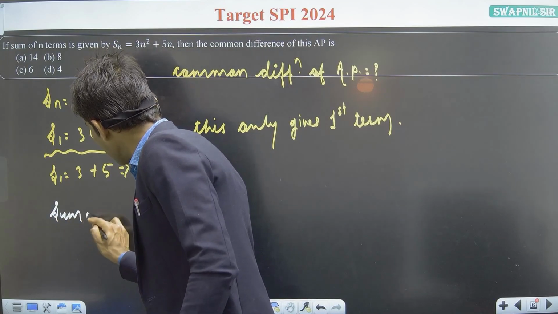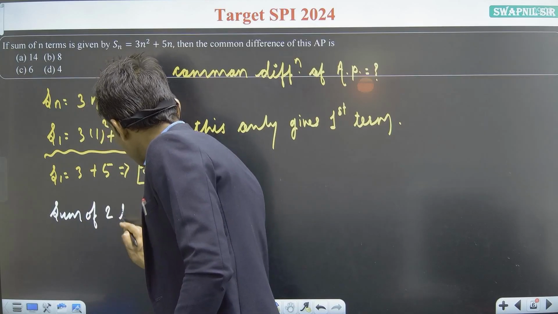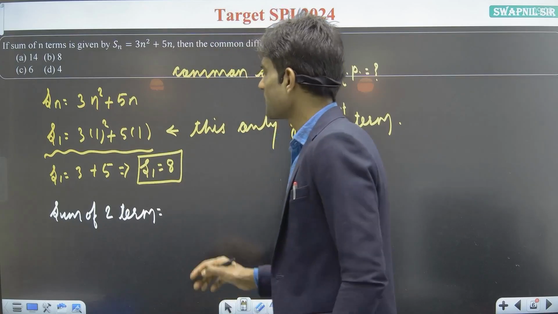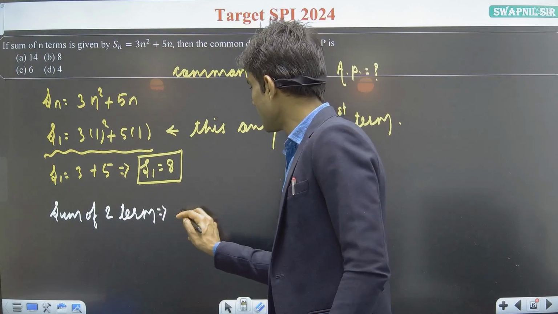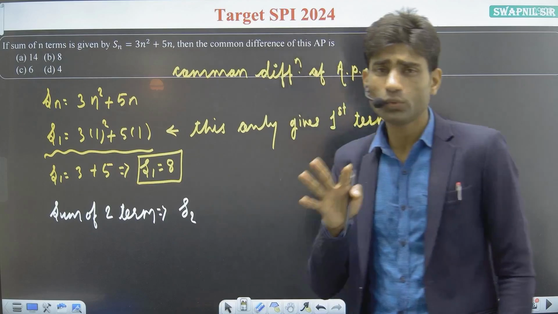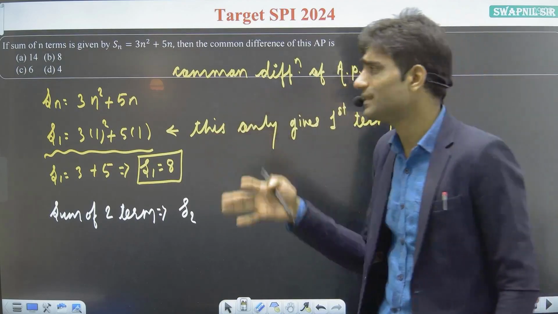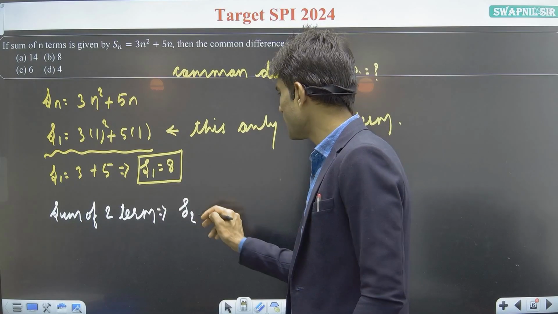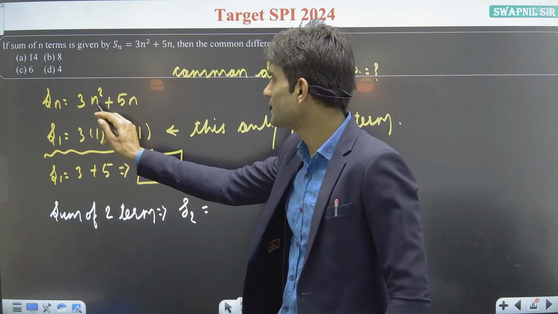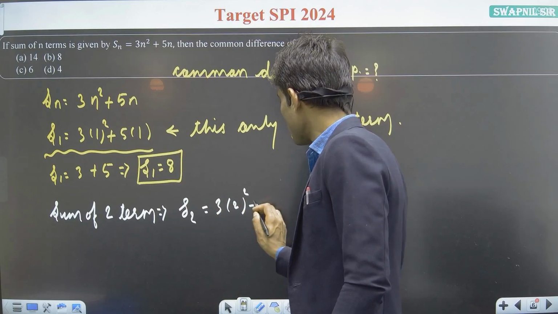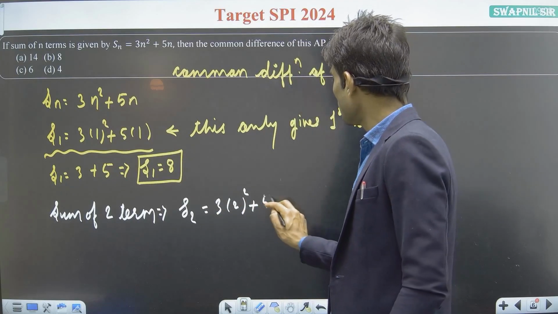Sum of two terms. We want the sum of two terms. That means S2 means the sum of two terms, that means T1 plus T2, or A plus D here. Then the sum of two terms S2 can be written by replacing n with 2, so 3 into 2 square plus 5 into 2 here.